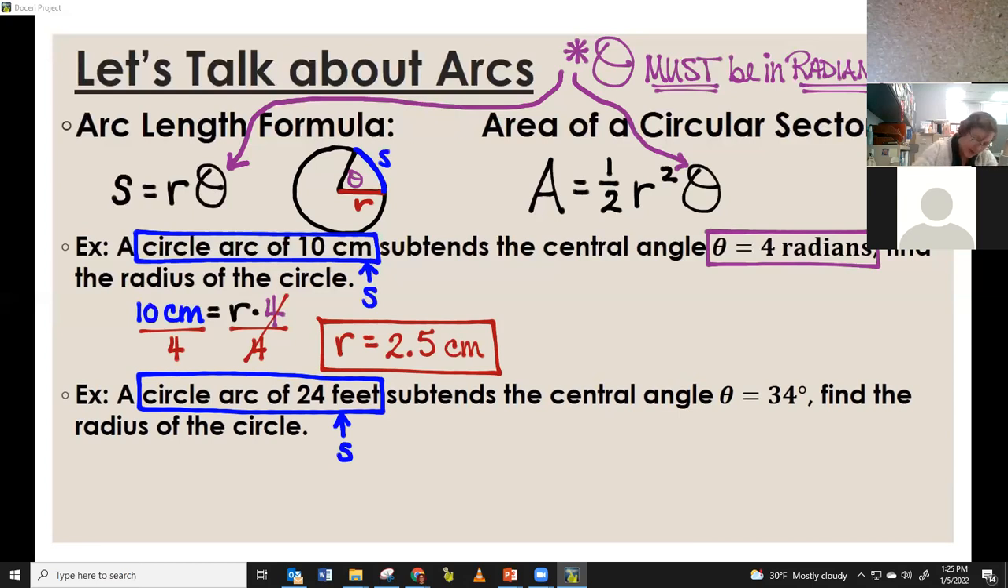They gave me a central angle theta. What do you guys notice about that central angle theta? Not in radians, it's in degrees. So what's the first thing I need to do in this problem before I substitute anything into either one of these formulas? I have to convert it.